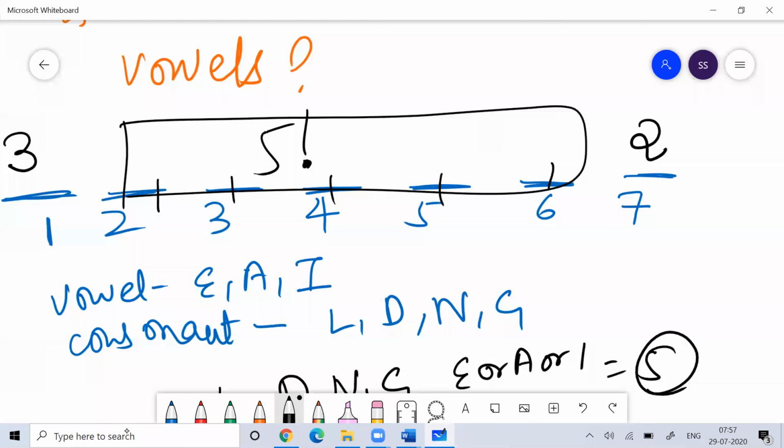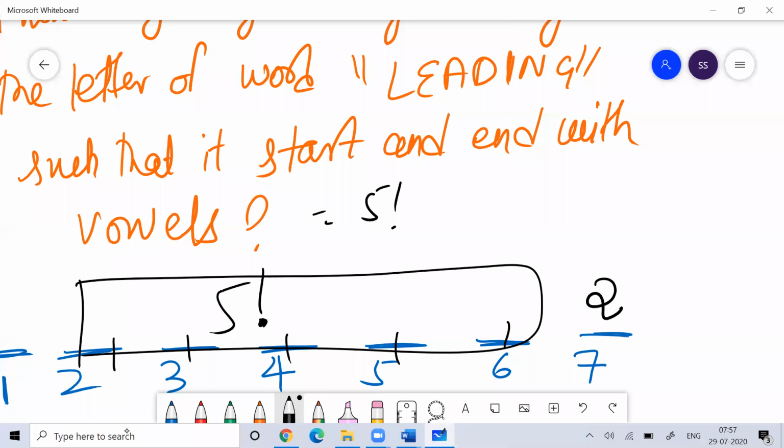So the total number of ways for this would be 5 factorial into 3 into 2. The answer is 6 factorial. Because the first place can be any of 3, then the last one any of 2, and in between 5 factorial. So 5 factorial into 6, that is 6 factorial.